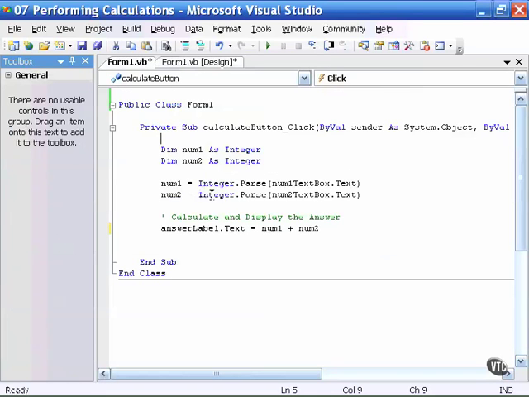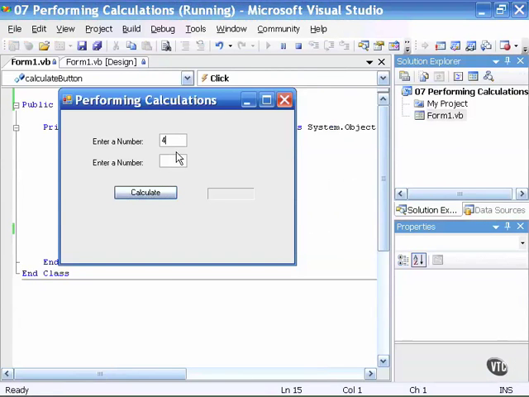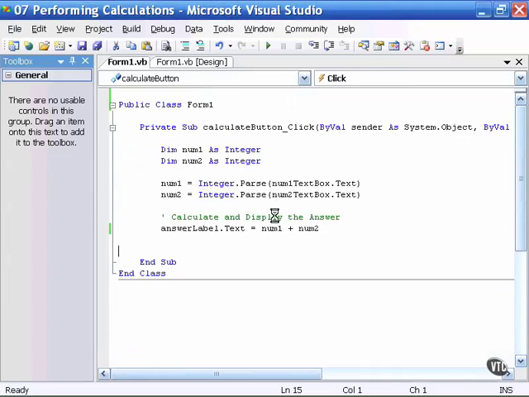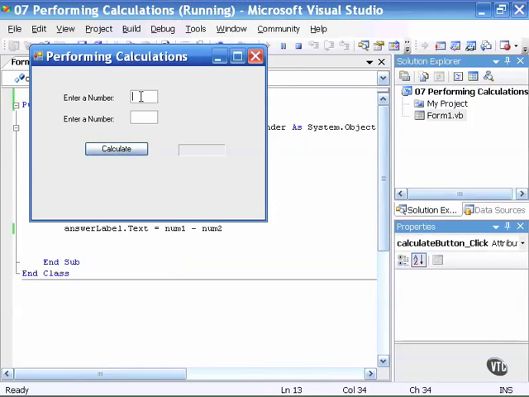In our code for the calculation, we'll begin with the addition operation, which is simply the use of the plus symbol. And as you might expect, if you enter two numbers, such as 4 and 8, and calculate, it'll yield the answer of 12, which is 4 plus 8. If we change the plus symbol to a minus symbol and run the program and enter 20 and 6 and calculate, it yields the answer of 14, which is 20 minus 6.